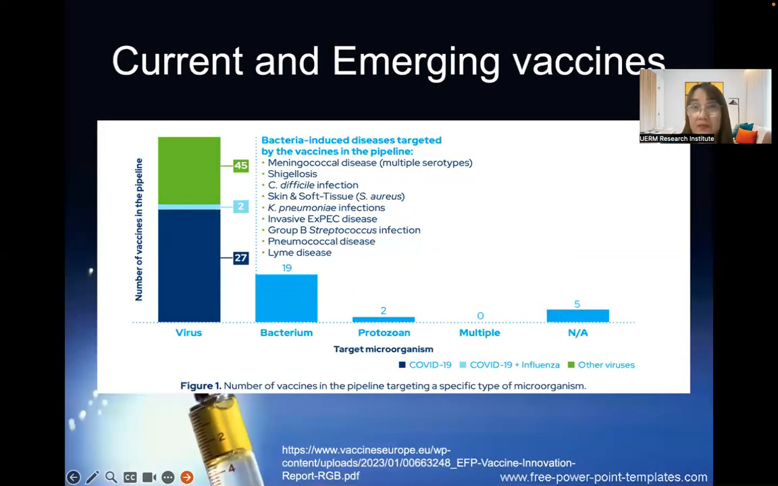So what are the current and emerging vaccines that are being developed in the market? There are COVID-19 vaccines that are being developed. There's a combination of COVID-19 and influenza, and other vaccines are being developed as well for other viruses, as well as for bacteria, for protozoan, and some other agents.